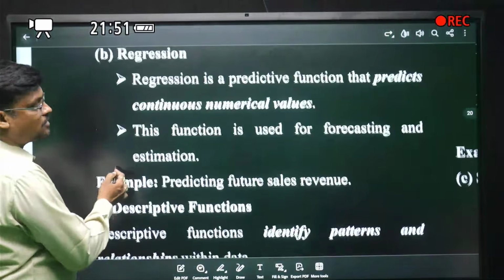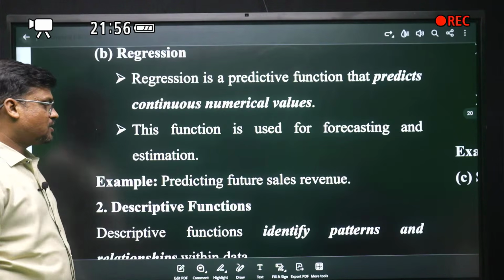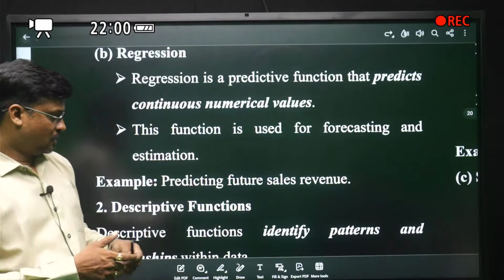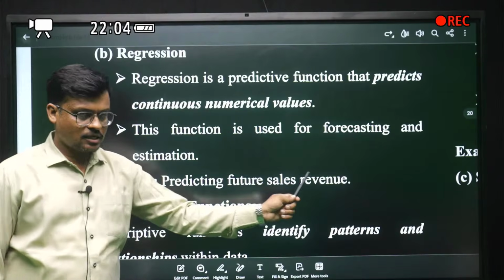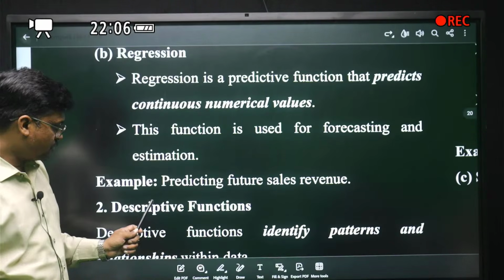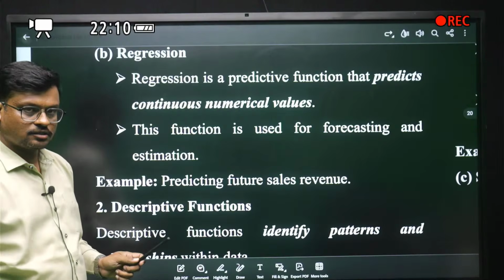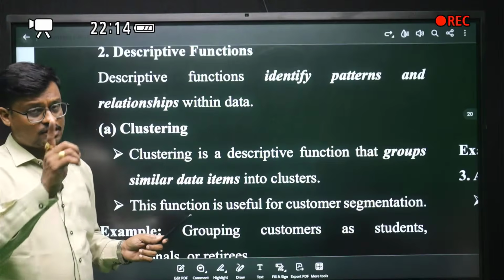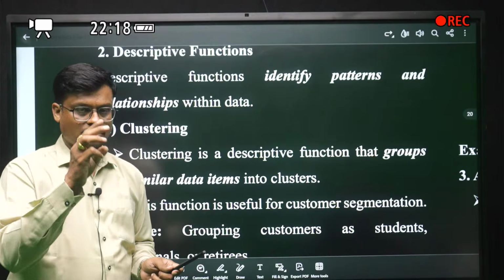Regression. Regression is a predictive function that predicts continuous numerical values. Regression gives you the relationship between two different variables, like predicting future sales and revenue. That can be predicted based upon your historical data. That is regression. Okay. First one is the predictive function. Under the predictive function, we have classification and regression.